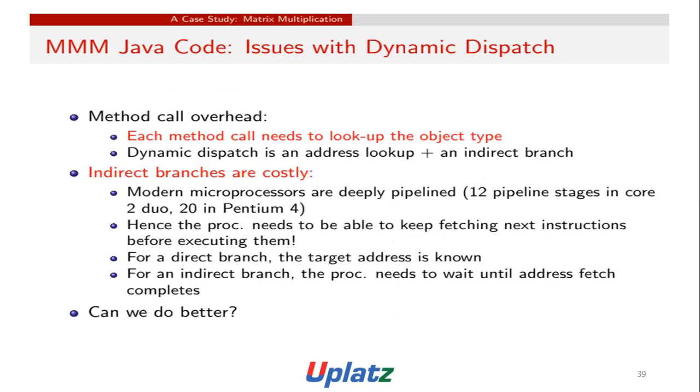Issues with dynamic dispatch, method call override. Each method call needs to look up the object type. Dynamic dispatch is an address plus an indirect branch. Indirect branches are costly. Most processors are deeply pipelined: 12 pipeline stages in Core 2 Duo, 20 in Pentium 4. The processor needs to keep fetching the next instruction before executing them. For a direct branch, the target address is known. For an indirect branch, the processor needs to wait until the address is computed. Can we do better?